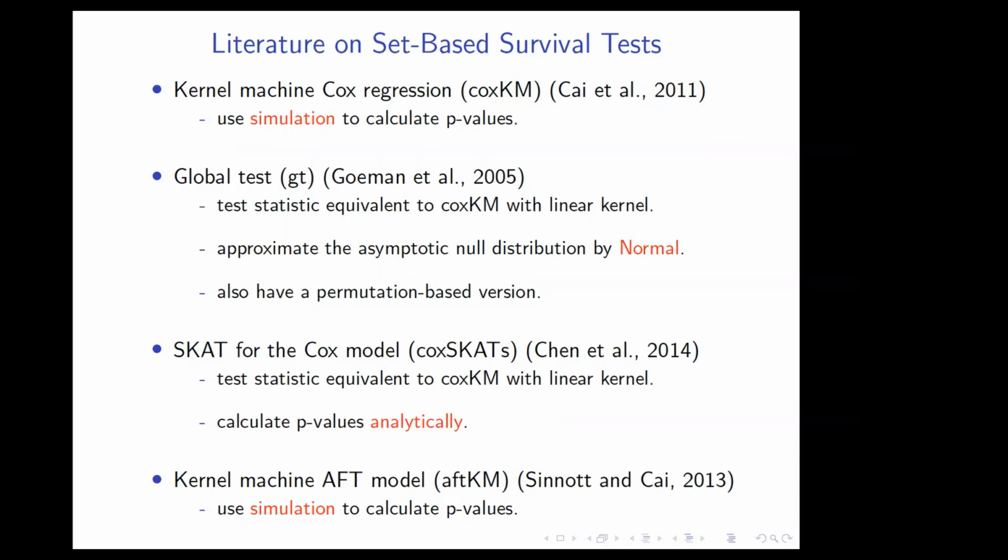The global test has two versions. One version approximates the asymptotic null distribution by a normal distribution. The second version uses a permutation approach to compute the p-value. The third test is called coxSCAT. coxSCAT is also a special case of coxKM. It's the coxKM with linear kernel. But the difference is that coxSCAT calculates the p-value analytically. The fourth test is called AFTKM. It's based on a kernel machine accelerated failure time model, and it also uses the Monte Carlo method to calculate the p-values.